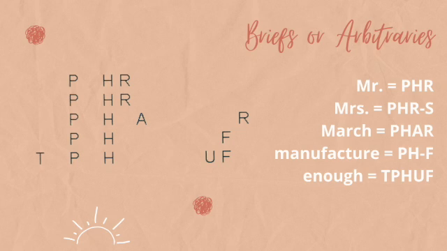Let's proceed to arbitraries. There we can see we have Mr., Mrs., March, manufacture, and enough on the right side, and on the left side, the equivalent strokes or the outline. Remember again that arbitraries or briefs are very important because they make our typing or writing faster and easier. So we don't need to type everything with these briefs and arbitraries.